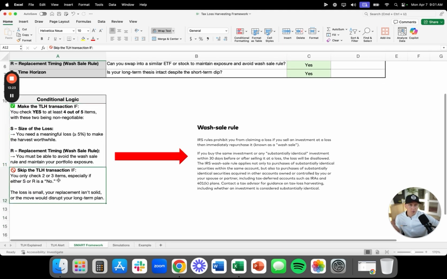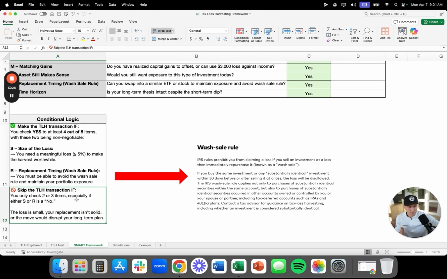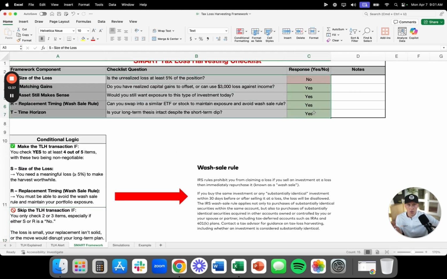Now, when would you skip this transaction? If you only check 2 of the 3 items, and especially if either S or R is a no. So if I hit no right here, there's a high probability that I should say no. It wouldn't make sense. So let's say it's a 3%. It's essentially below 5% in this situation.